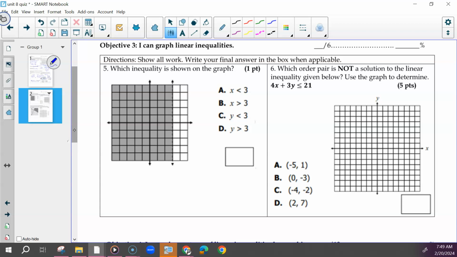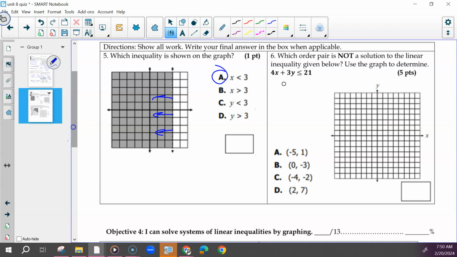Most of us got number 5 right. There were some mistakes. This should have been an x where it's less than 3, because all of these numbers where it's shaded are less than 3. You could have picked a value: 0 is less than 3, -5 is less than 3, 2 is less than 3, and figured that out. Questions on that one? Alright, number 6, we had to solve this.